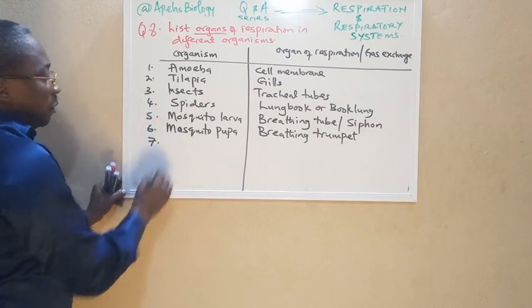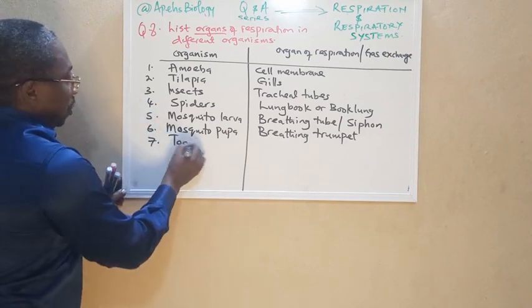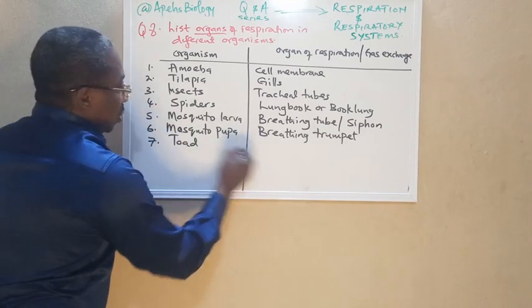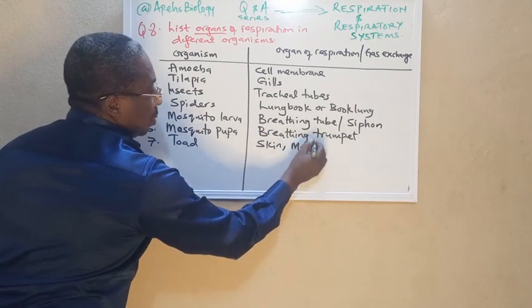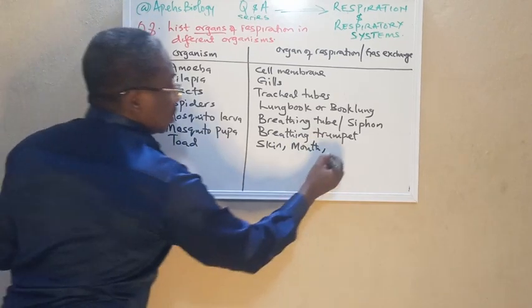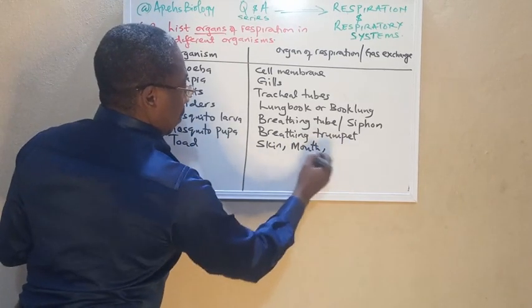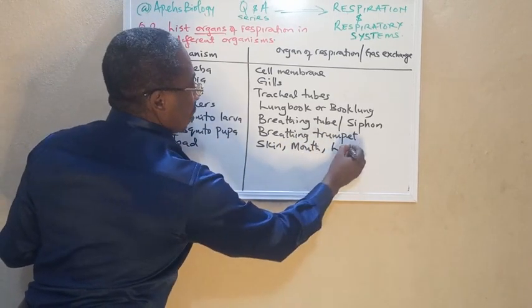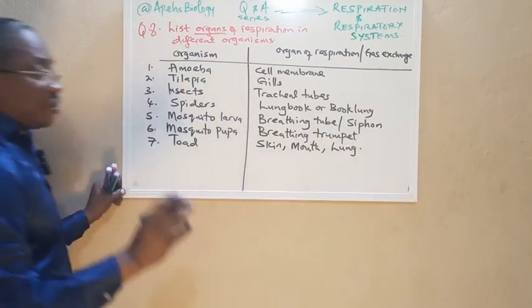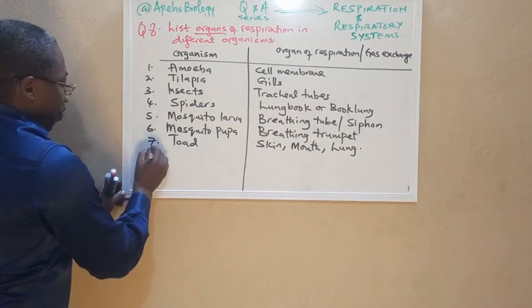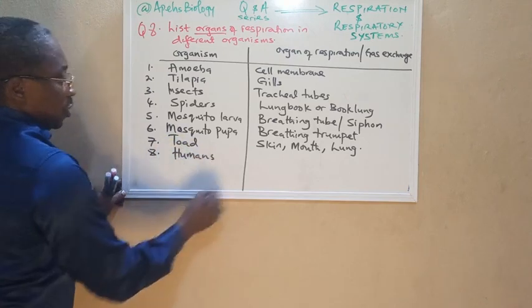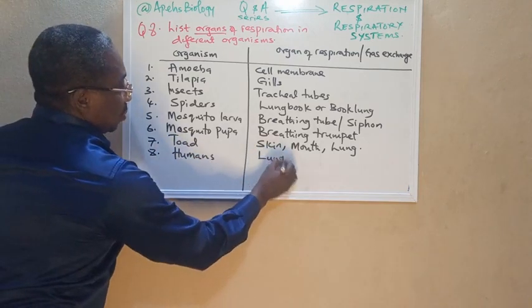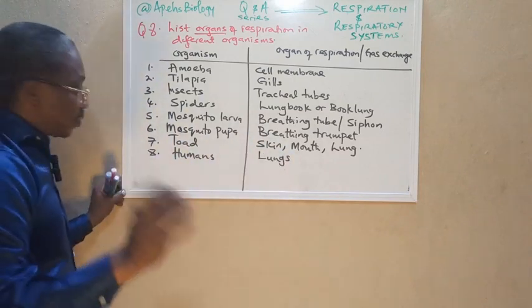What about toad? The toad uses the skin. Interestingly, it uses the mouth, and then it also uses the lungs. Yes. Toad have 3 areas used for respiration. What about we humans? Humans will use our lungs for respiration. We have nothing other than the lungs for respiration.